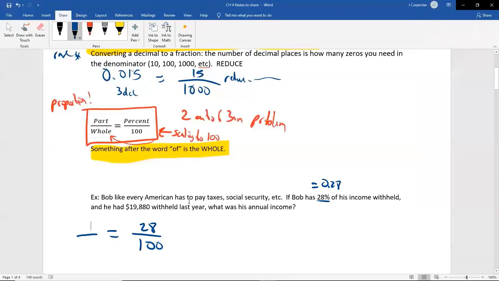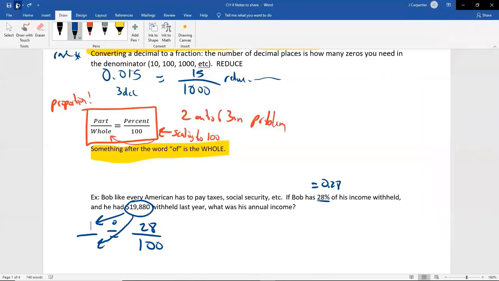That's one tiny thing to be careful with, that some people will convert this percentage to a decimal and then put the decimal here. But no, because this is a fraction representation of a percentage, the 28% literally means 28 over 100. So then the only thing is, where does this 19,880 go? Does it go here or does it go here? Which spot does it go?